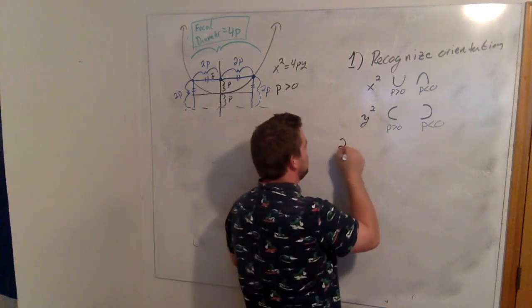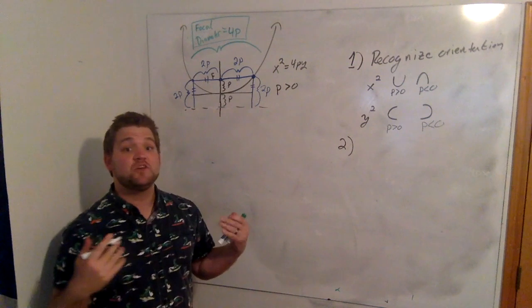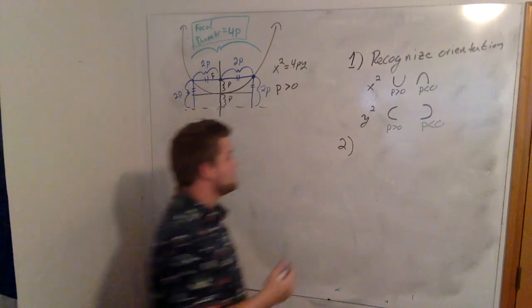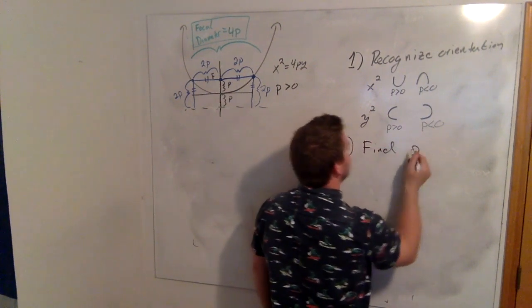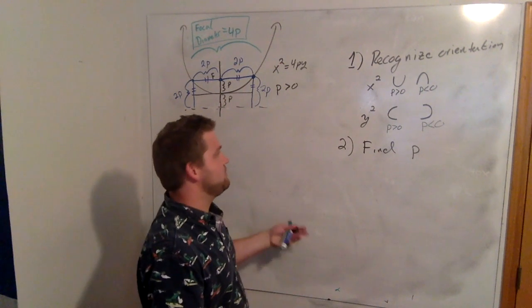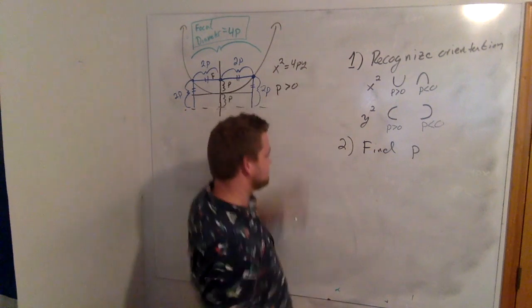The second thing you're going to need to do, once you recognize the orientation, is figure out what the value of p is. p really does define the parabola, so you need to be able to find p. I don't necessarily know if these steps are in order. You might want to find p first and then recognize the orientation. Regardless, you need to do these two things.